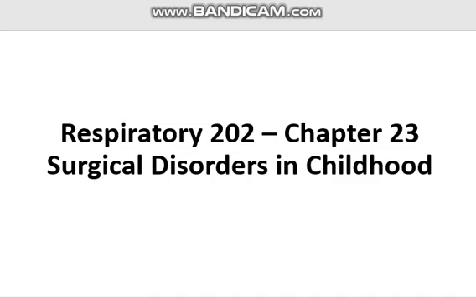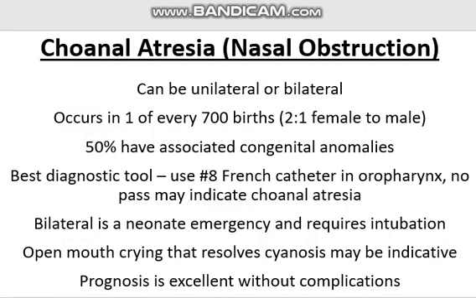Respiratory 202, Chapter 23. Surgical disorders in childhood. Choanal atresia can be unilateral or bilateral. Occurs in 1 of every 700 births with a 2-to-1 female-to-male ratio.